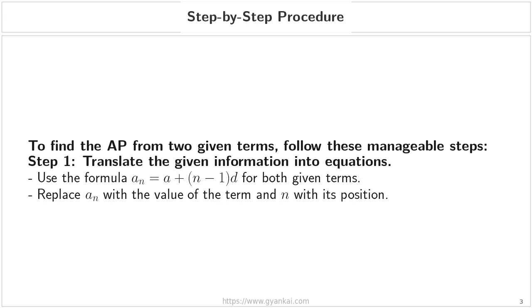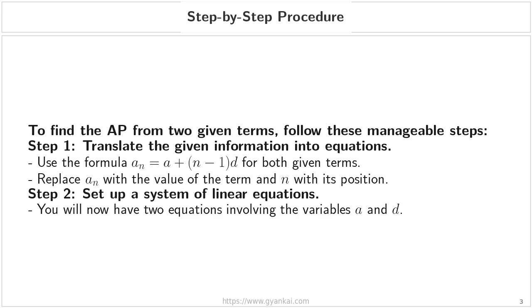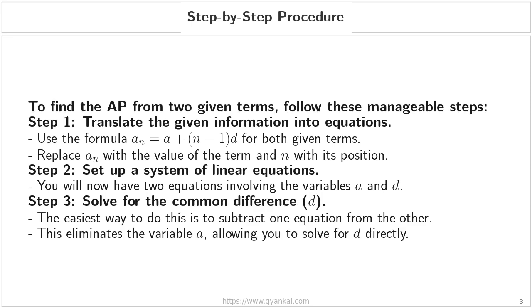Be very careful here. Replace the a sub n with the actual value of the term, and replace n with its specific position in the sequence. Step 2. Once you've done that, you will have successfully set up a system of two linear equations. Both of these equations will contain the same two unknown variables, a, which is our first term, and d, our common difference.